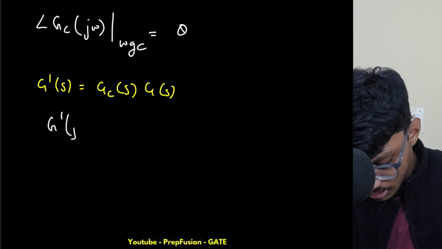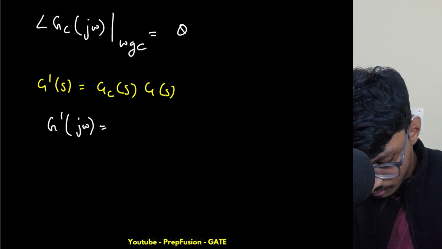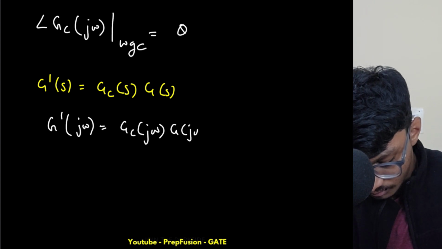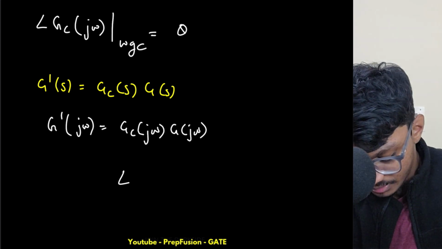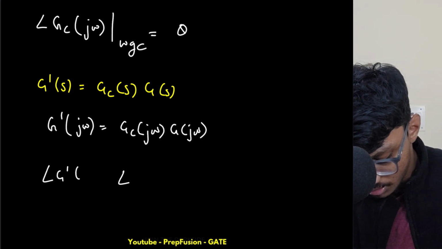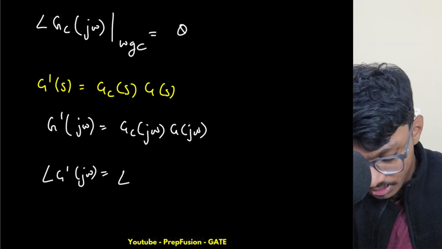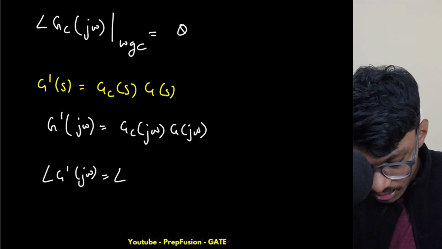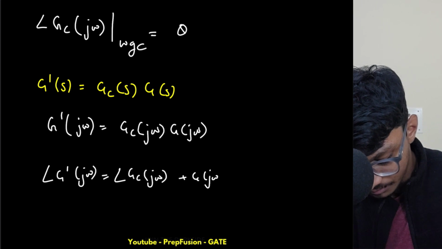So g dash of j omega equals gc of j omega times g of j omega. Now what will the angle be? The angle will be simply the addition of these, right? If I take the angle of g dash of j omega overall, they are in a product, so the angles will get added. So it is the angle of gc of j omega plus the angle of g of j omega.